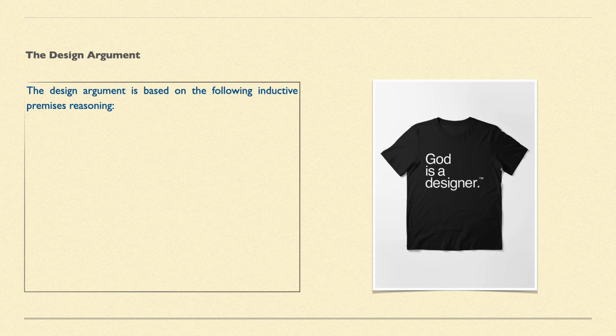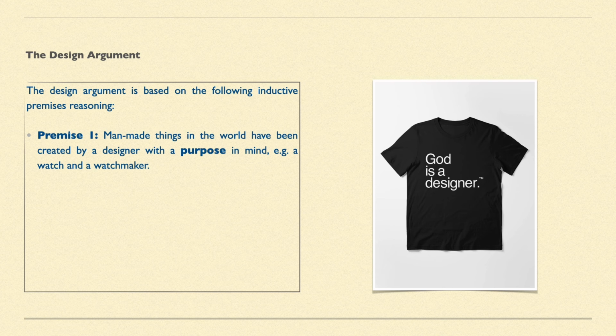And so here's a classic breakdown of the argument. The first premise, premise 1. Man-made things in the world have been created by a designer with a purpose in mind. An example that we're going to look at is the classic watch and watchmaker. Here is a t-shirt that has a designer behind it.